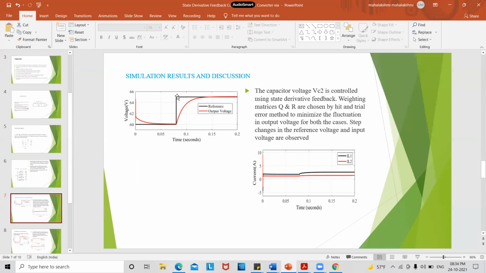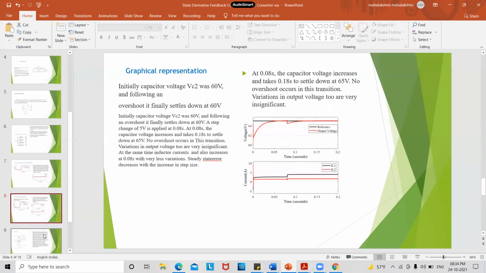And further on, we could see the simulation results and discussions. You can see both the graphs, which represent the capacitor voltage, where VC2 is controlled by state derivative feedback. Here, the values of matrices Q and R are chosen by hit and trial method, where the voltage hits and goes through a trial method through a different voltage way. Then the second one shows it hits at a zero voltage level and goes to the other level. Let us see the graphical representation of the second slide.